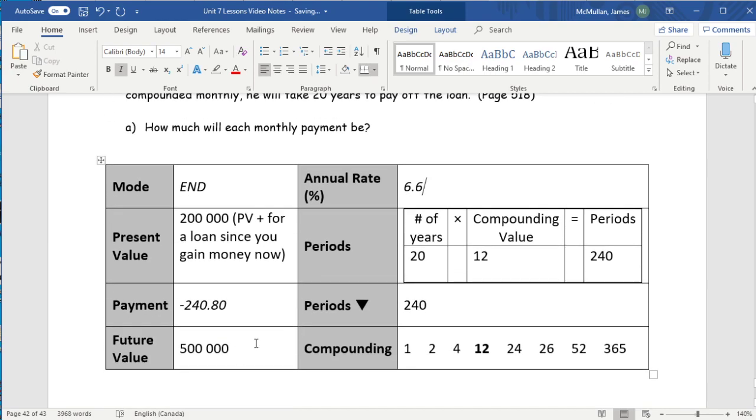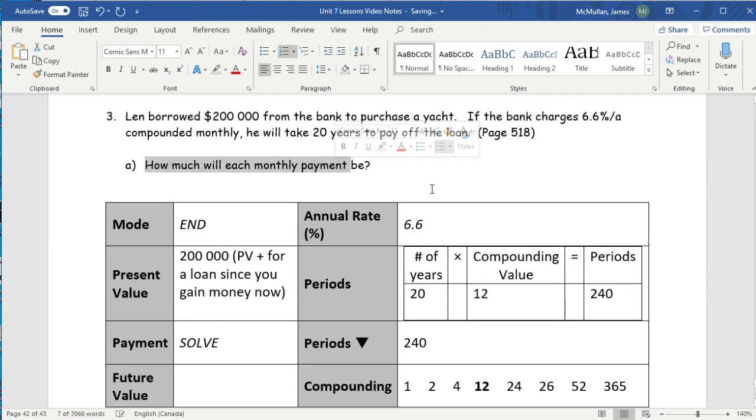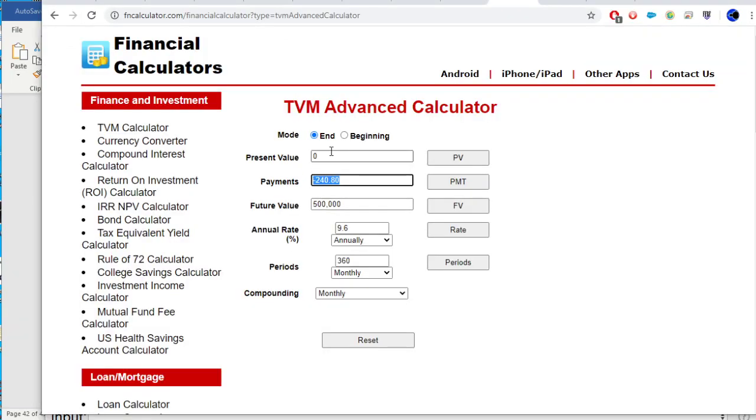Now here's an interesting thing. Right now, we don't know the payment, which is obviously what we need to solve in this question, because it says how much will each monthly payment be. Let's fill in what we know. Payment is what we're solving, present value is 200,000, future value we don't know, 6.6 annually, 240 monthly. Now, if I click payment here, and then I click future value, what is it doing?